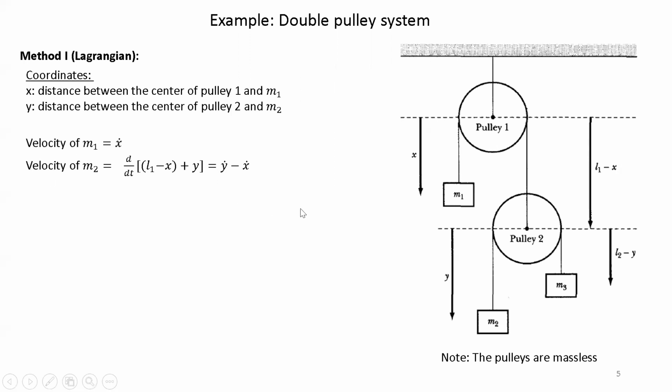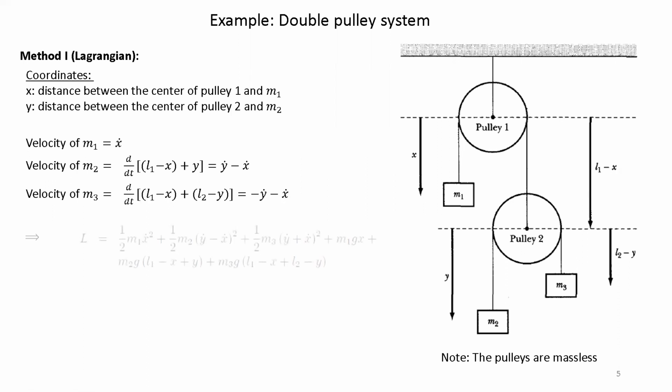And then M3, similarly, we need to consider this whole distance, take the time derivative, and you find that it's minus y dot minus x dot. So that's all we need for the kinetic energy. And then for the potential energy, just the gravitational potential energy. You know that for this M1, the U is minus M1 g x.